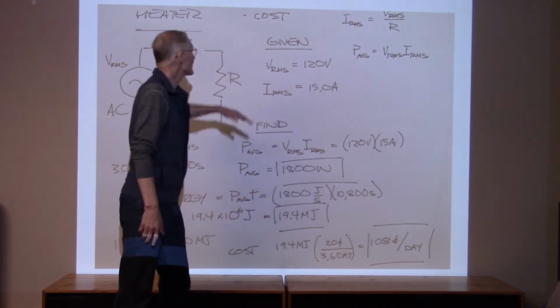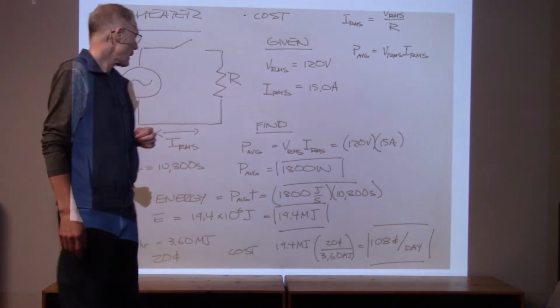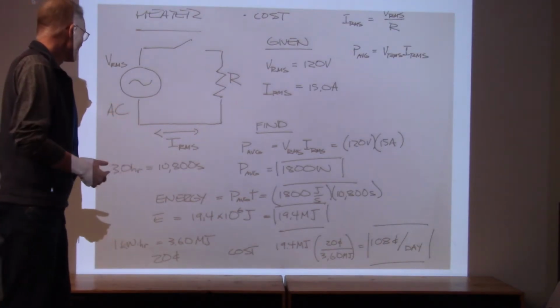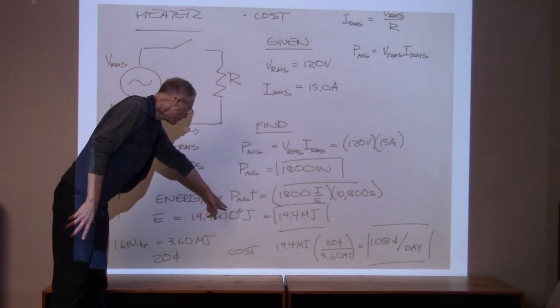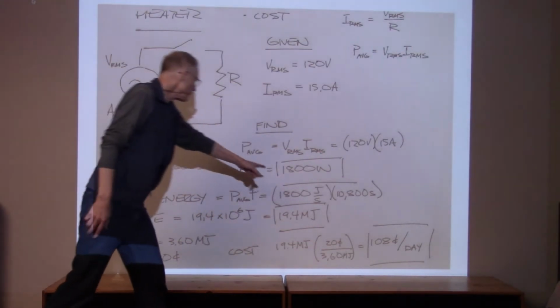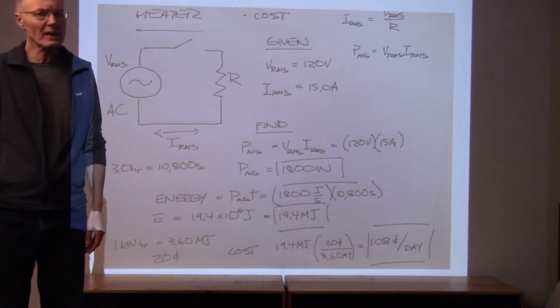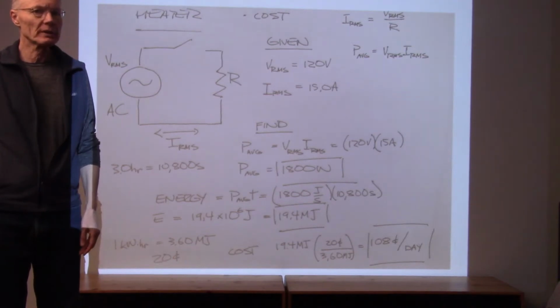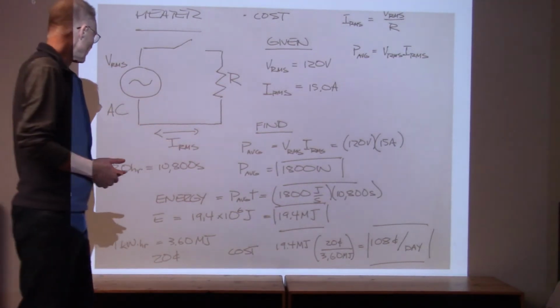10,800 seconds, that needed to be up here, I guess. The time we want to leave it on was 3 hours. And so I can multiply those numbers together. That ended up being 19.4 times 10 to the 6 joules, and that's 19.4 megajoules. So that's for leaving the heater on just 3 hours a day. That's all that the heater was turned on. Maybe it turns on and turns off using a thermostat or something.